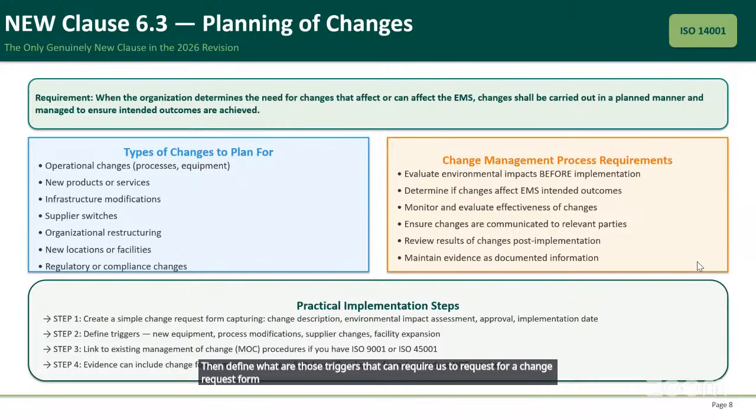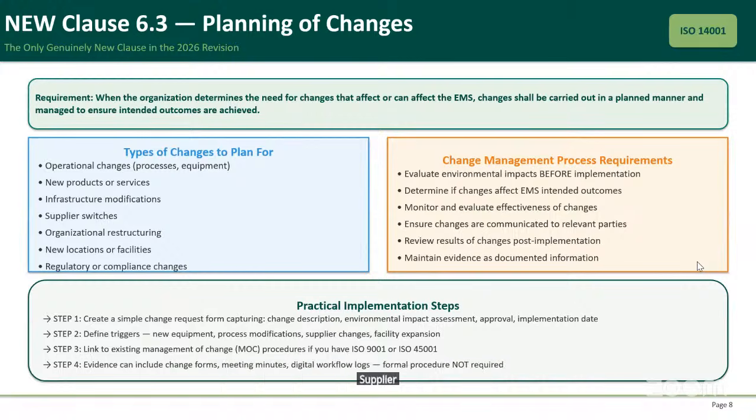Maybe they want to install new equipment. They want to carry out process modification. They want to expand and create a new line. Supplier changes: they want to change a supplier. They want to expand the facility. Changes can occur across the board in different areas.